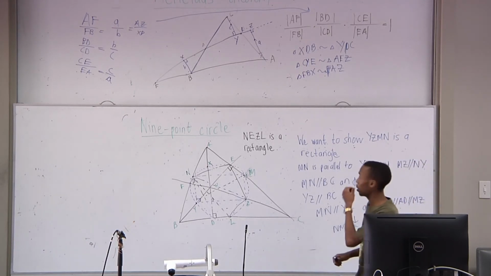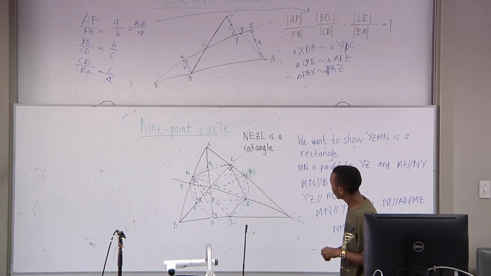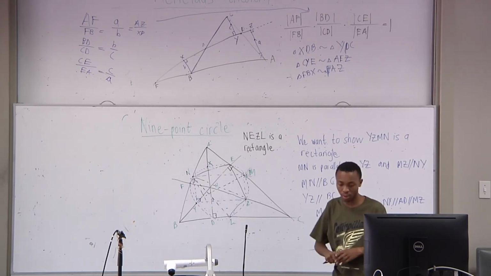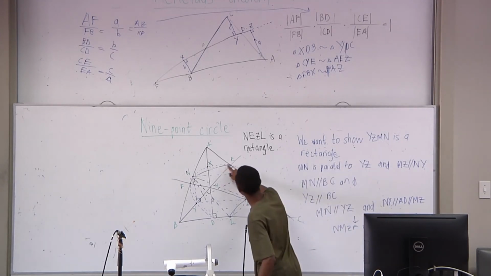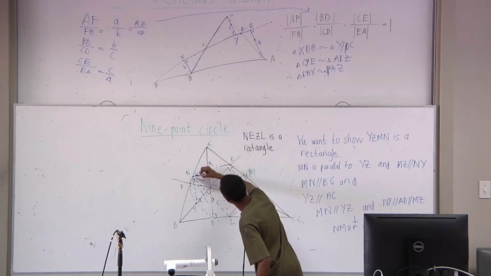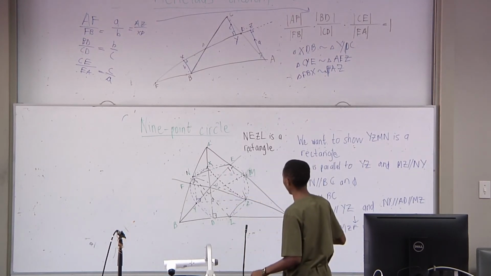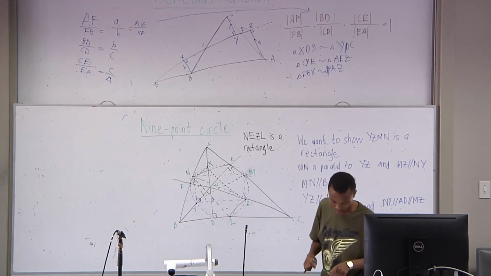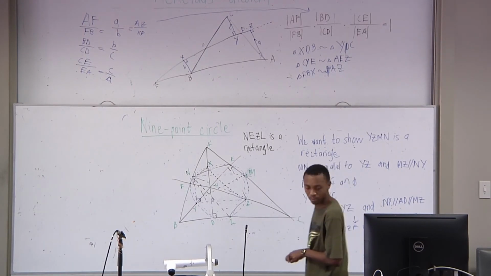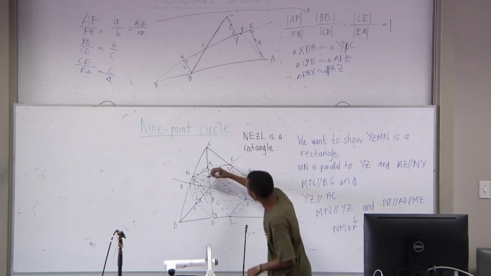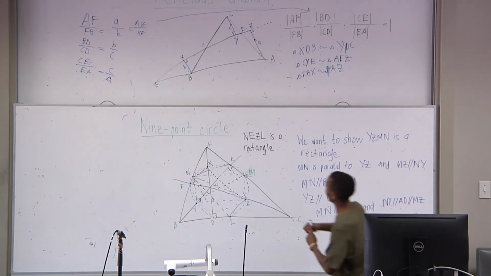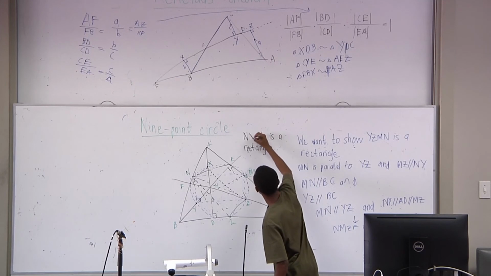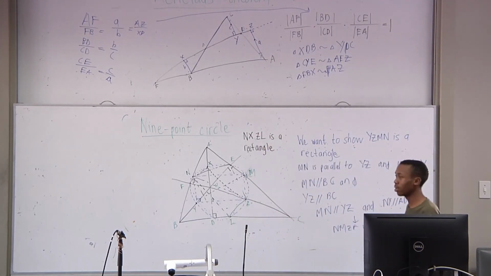Shouldn't it be NXLE? No, I don't think so. But yes, it should. Sorry. It looks messy now, so I can actually see. Okay, so that's NXZL, a rectangle as well.